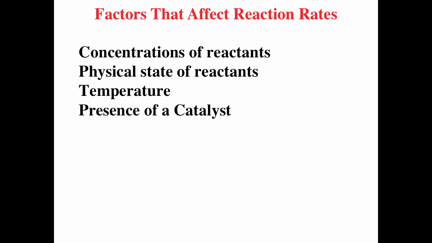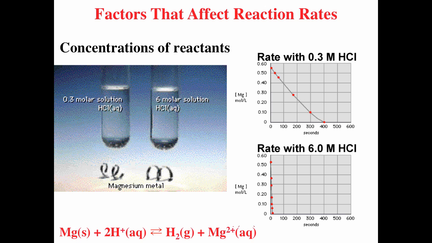Now, talking about kinetics, we're typically talking about rates, and there's actually four things that affect reaction rates: concentration of the reactants, physical state of the reactants, temperature, and presence of a catalyst. And so for the concentration, typically the higher the concentration, the faster the reaction. And so here we have a 0.3 molar solution of HCl and a 6 molar solution of HCl. And if we put the magnesium inside these solutions, the hydrogen ions of the HCl will attack the magnesium, they'll react, and you'll form hydrogen gas and magnesium ions.